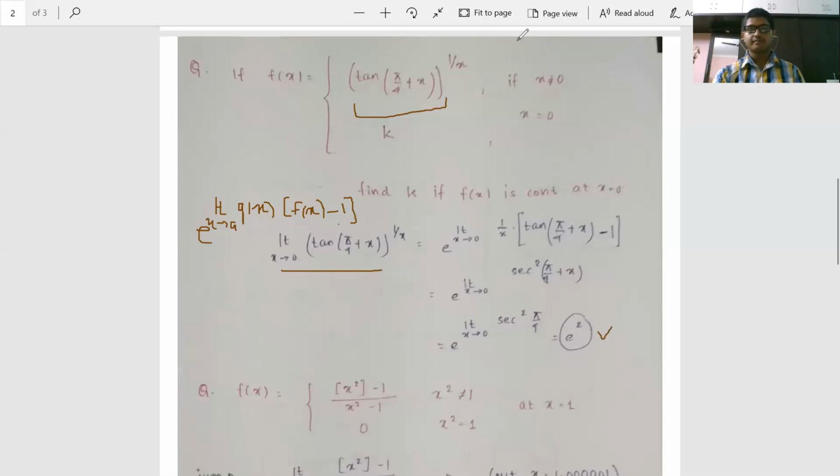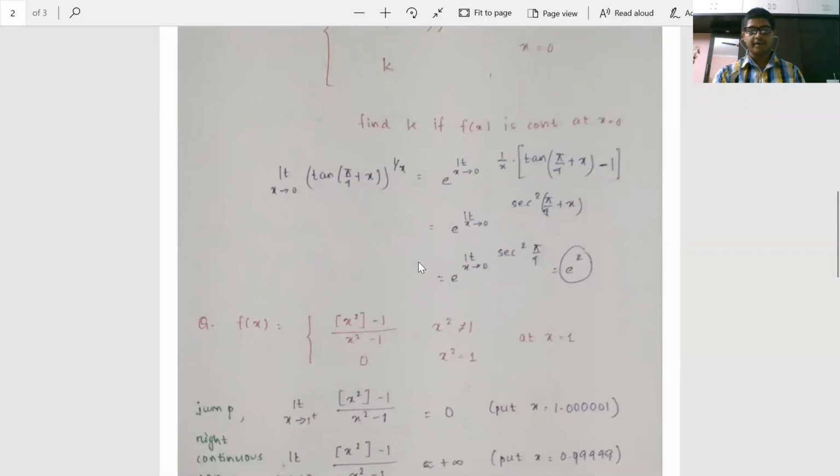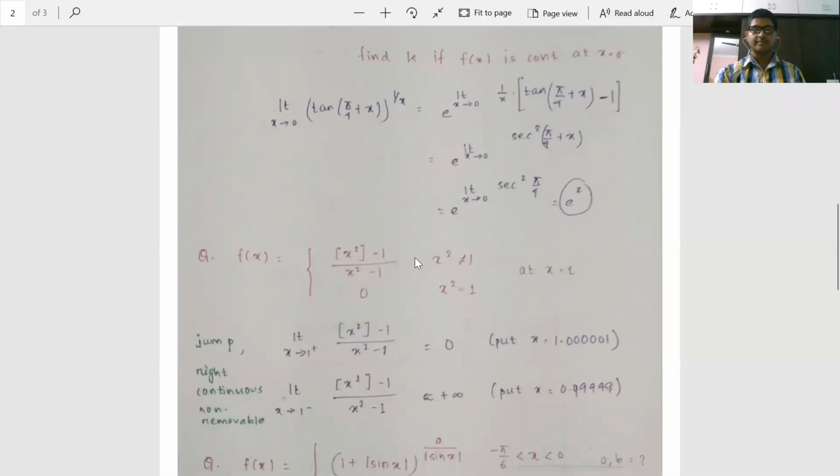Fine. Let's move to the next question. You can see the question here, and if you want, you can hit the pause button and try to solve it without looking at the solution. The question is, given a function f(x) equal to [x²] minus 1 by x² minus 1, where the box means the greatest integer function. This is when x² is not equal to 1, basically when x is not equal to plus or minus 1, and 0 if x equals plus or minus 1. This is a shorthand representation of that.